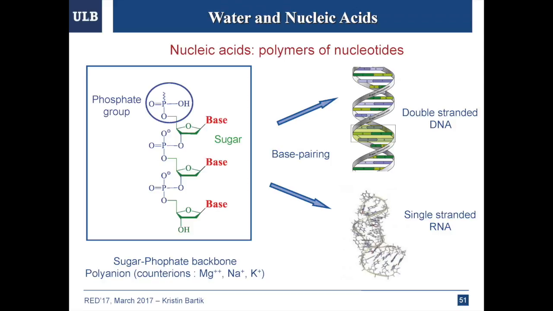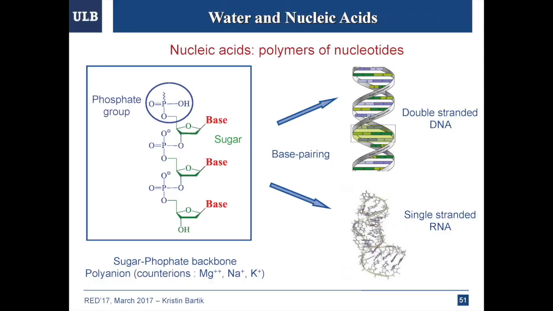nucleic acids. So in the case of nucleic acids, these are polymers of nucleotides. Each nucleotide is formed by a sugar. In the case of DNA, it's deoxyribose. In the case of RNA, it's ribose. On this deoxyribose, in this case, you have a base, C, T, G, or A, one of the 4 bases, purine bases or pyrimidine bases, which can be found.